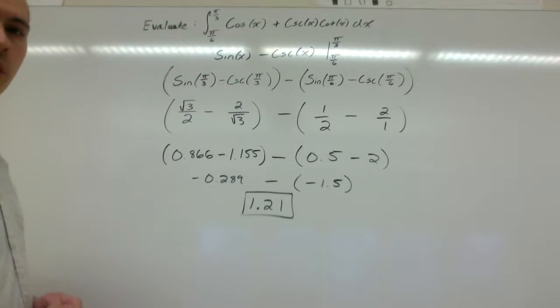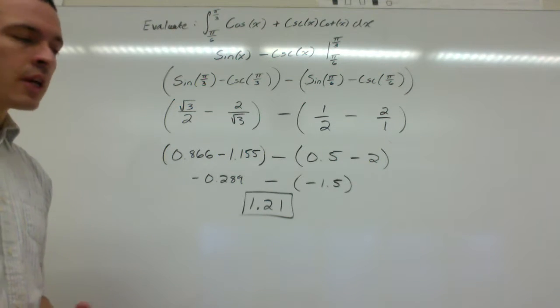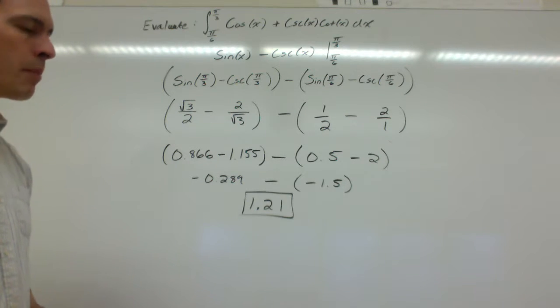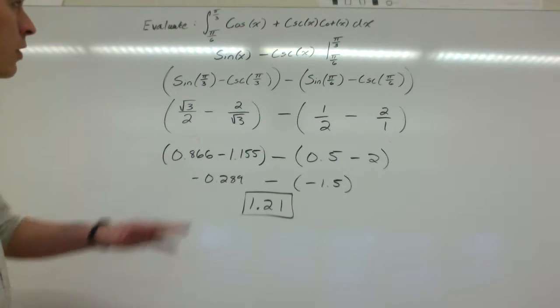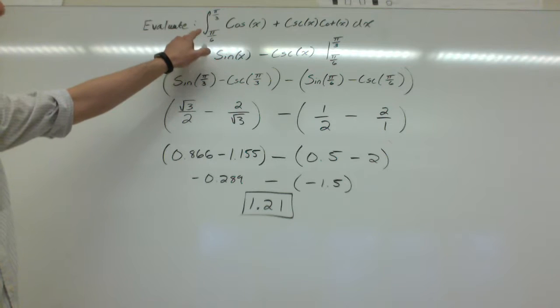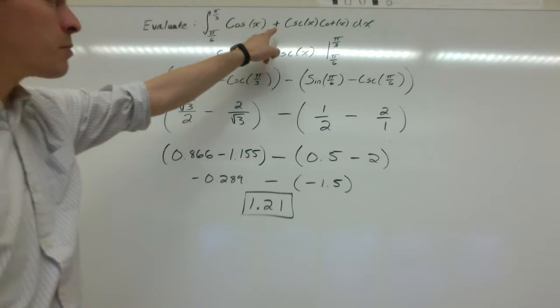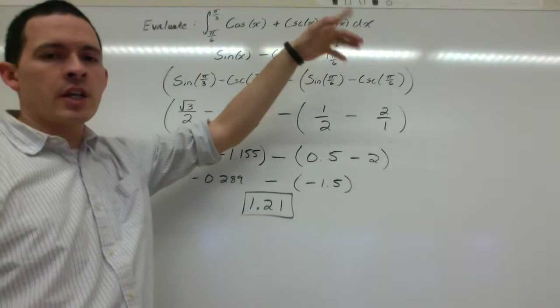So in this video, we're going to talk about how to evaluate the integral of trig functions and trig values using both the unit circle and a calculator, because I know that's something that people had questioned about. So in this specific situation, we're evaluating the integral from pi over 6 to pi over 3 of cosine x plus cosecant x cotangent x dx.